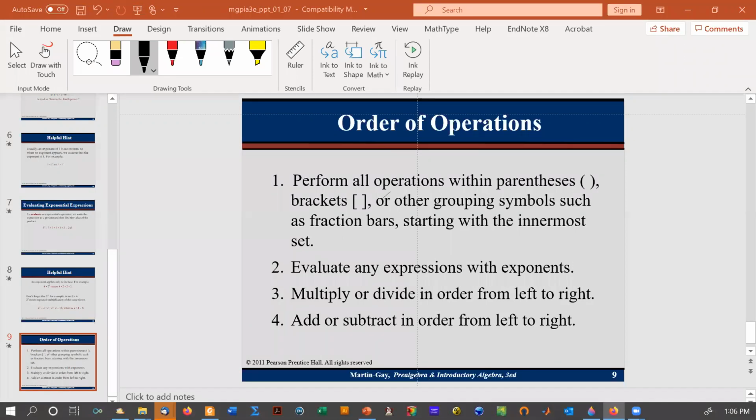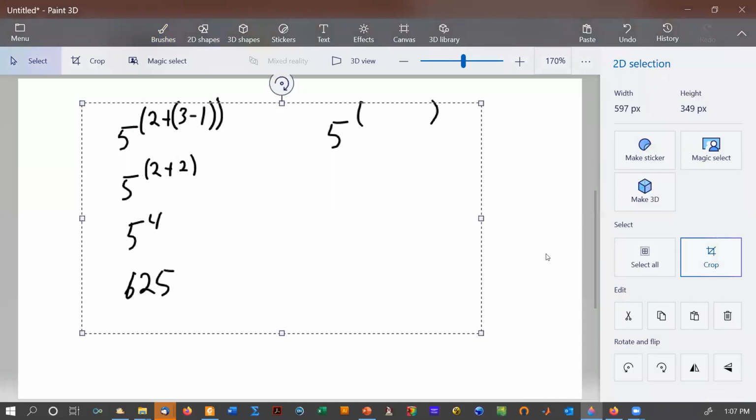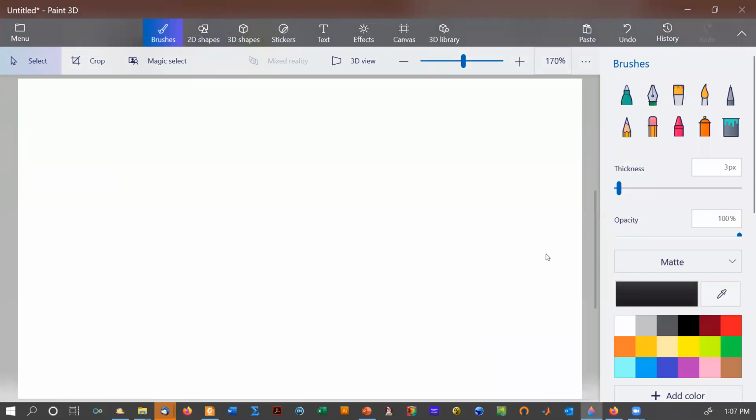So we'll do a couple more examples of order of operations, and then I will stop, and that should be it for this. So let me go back to my board, and I want to erase things. Select all, delete. Okay.